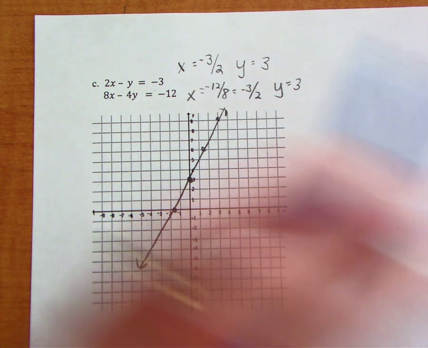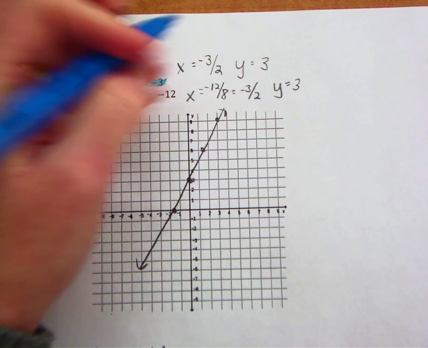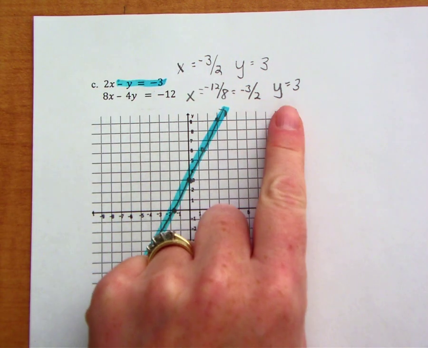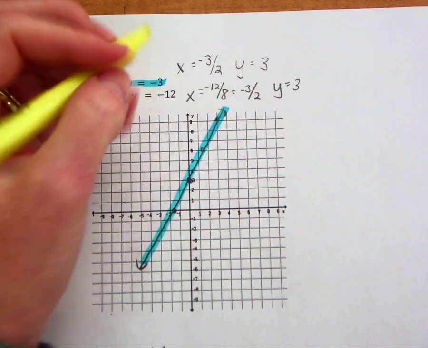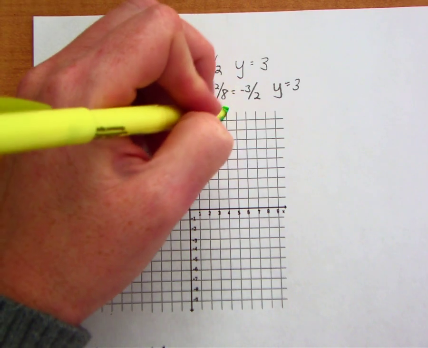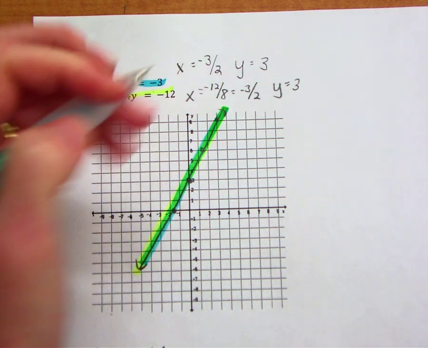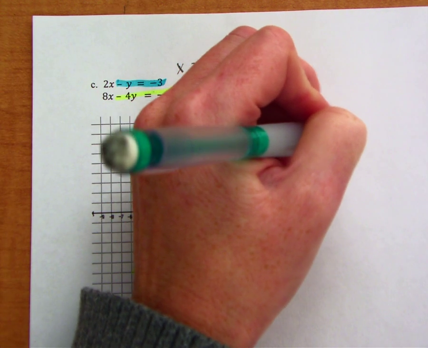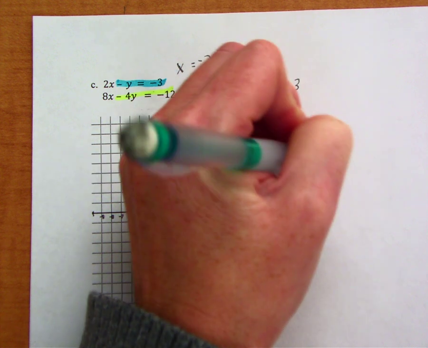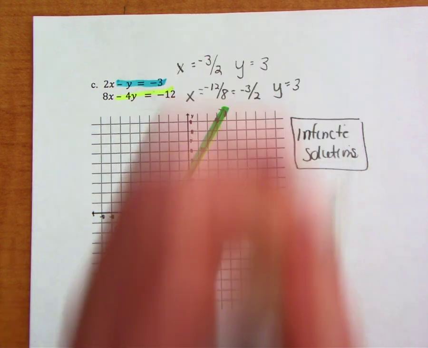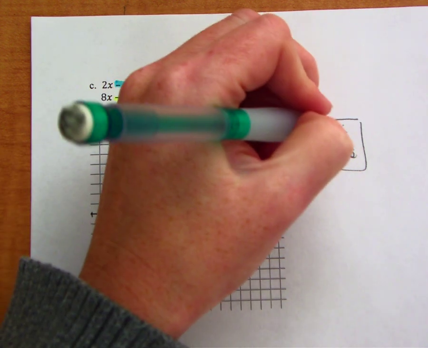If I make the first equation blue, this is my line. What I notice with the second equation, I have the same x and y intercepts. So when I go to graph this line, it's going to make the same line. When they're the same line, that means they share all points. There's an infinite amount of solutions. So we put infinite solutions, and we have our answer.